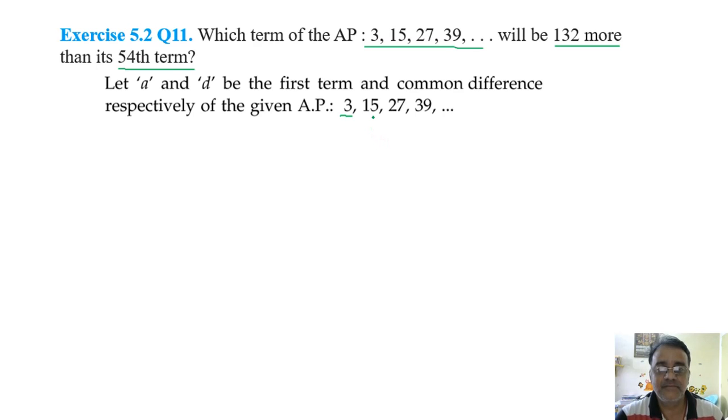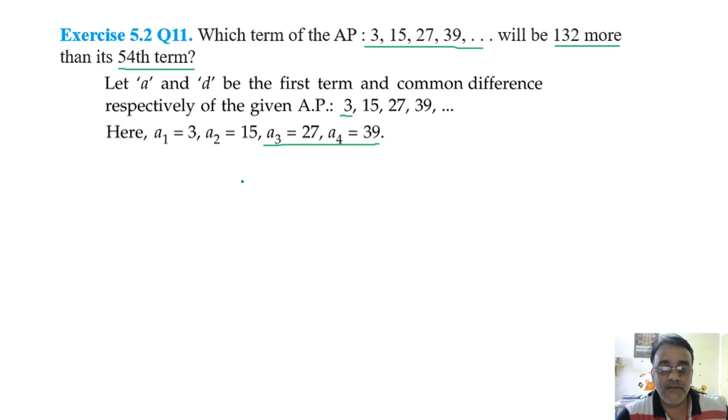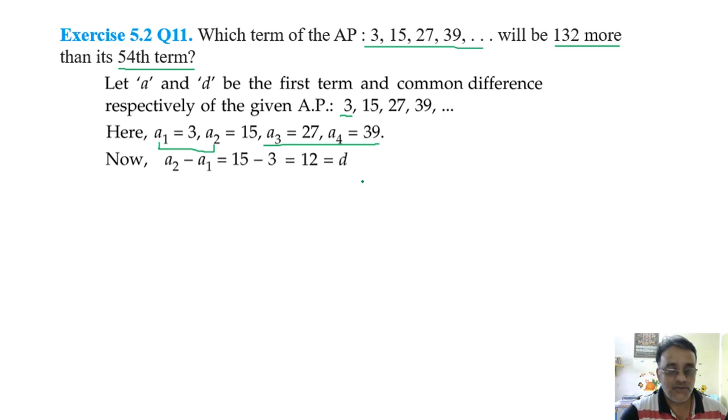15 minus 3. Right, first we will write A1, A2. You can write, it is good. So now we have to find the value of d. So how will you find d? A2 minus A1. So what you will get? 15 minus 3, 12. Right. So the value of d is 12.